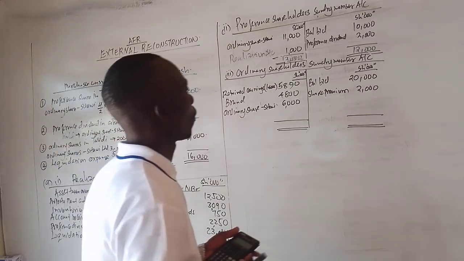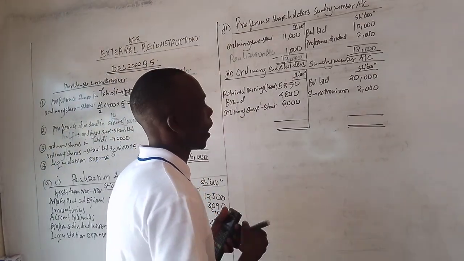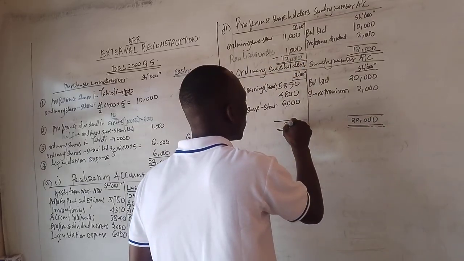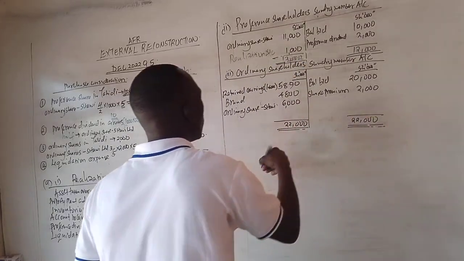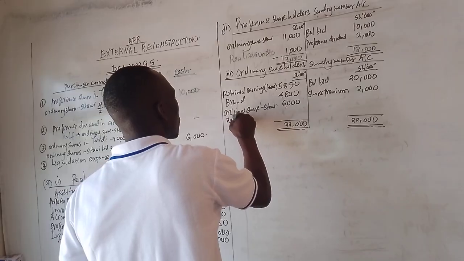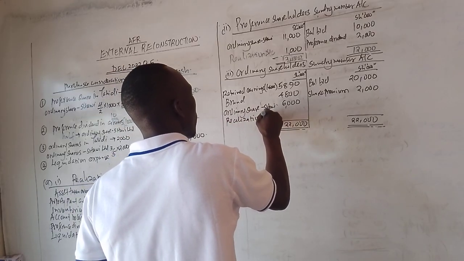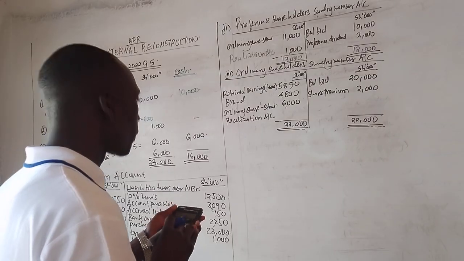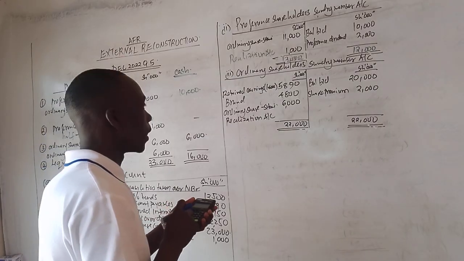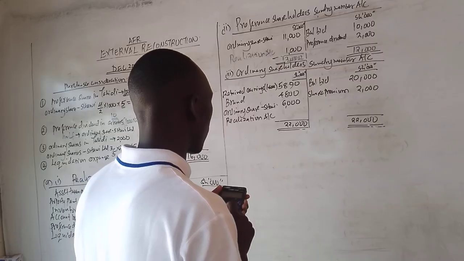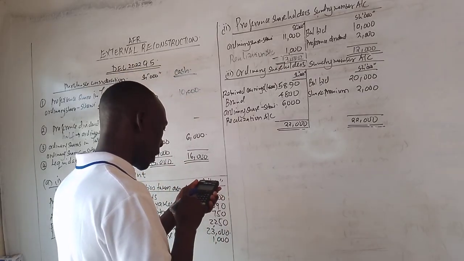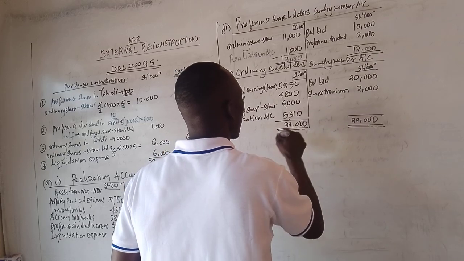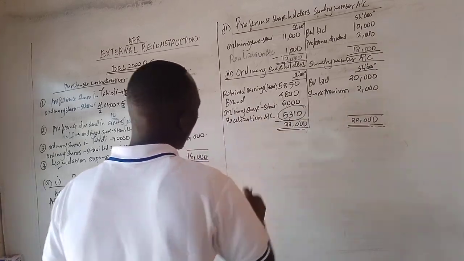Then let us balance the ordinary shareholder sundry members account. When you add this, we have 22,000. How much are we taking to the realization? Realization account will be 22,000. Then we less 6,000, then we less 4,800, then we subtract 5,890. So in this case, we will take 5,310. Again, it is on the debit side.